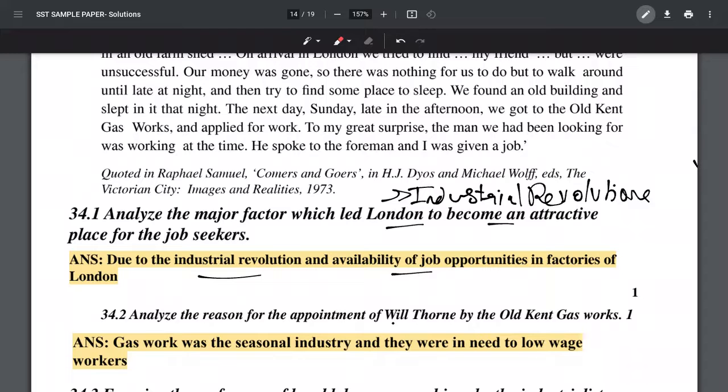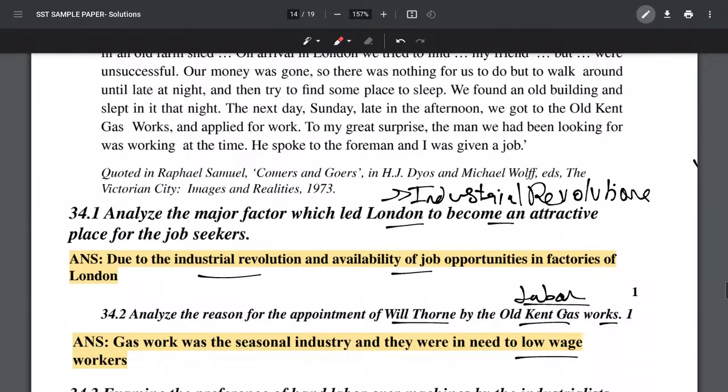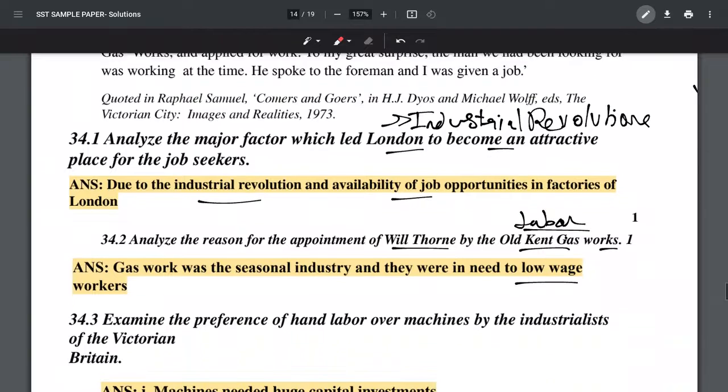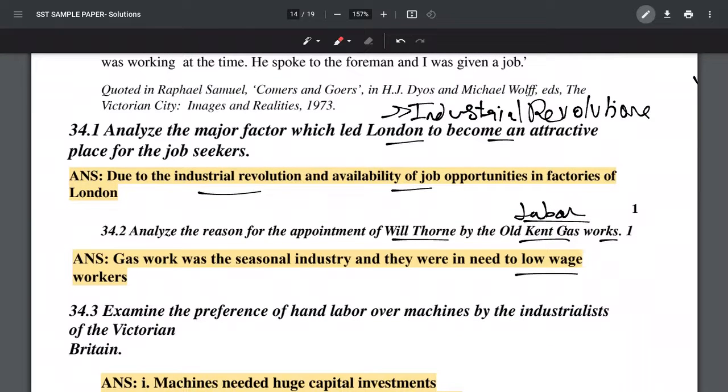Analyze the reason for appointment of Will Thorne by the old Kent gas works. Now, when I talk about gas workers, obviously they need labor workers, right? They want the labor workers. So that was a seasonal industry, and they only wanted low wage workers. Like they won't give a high salary, only labor work we want done, so we'll give you that much money. So that is why Will Thorne was easily appointed over there. If someone else asked for more money, they wouldn't apply.